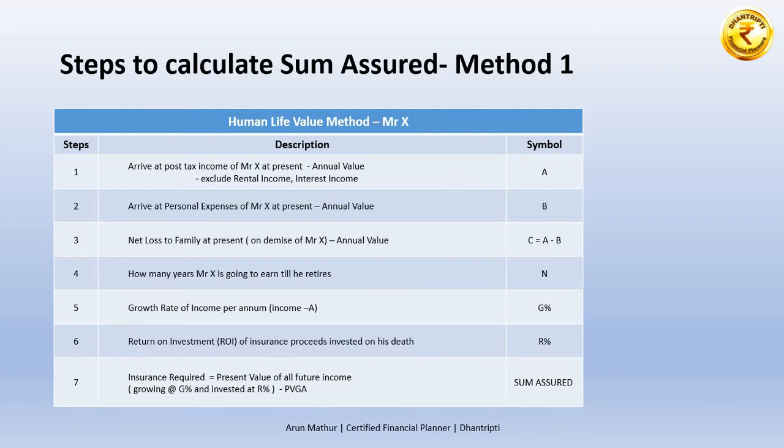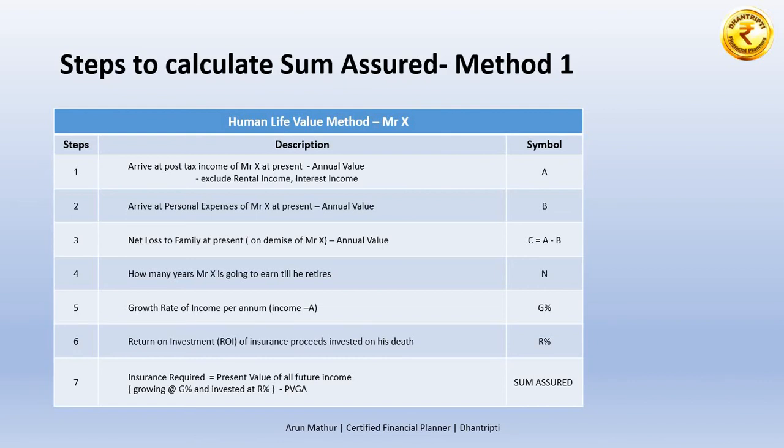B is the personal expenses Mr. X is incurring on an annual basis, because if Mr. X is not there, the expense B is also not there. So the net loss to the family will be A minus B, which is again an annual value, and we take it as C. Now, at the point when Mr. X is looking for insurance, he may have N more years in which he is going to earn. So he is going to retire after N years, and his growth rate of income per annum is taken as, suppose, G%. Okay. Now, the rate of investment of the insurance proceeds.